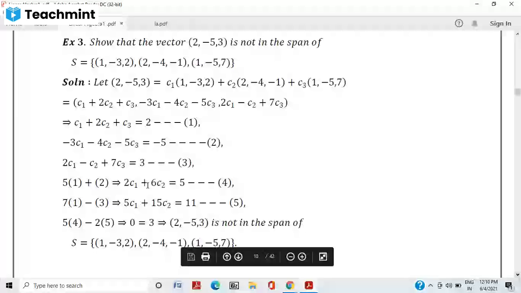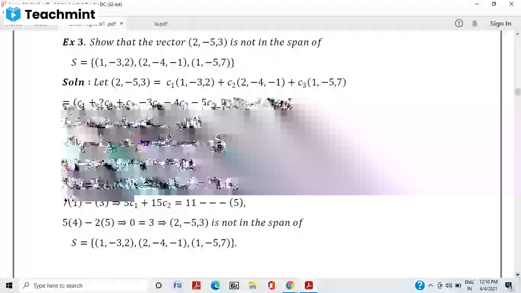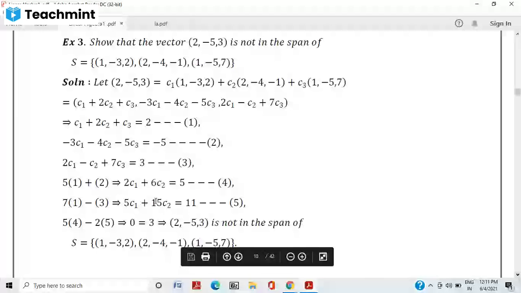Then here what you get? Multiplying by 5, we get 30C2 equal to 25. Here we are multiplying with 2. Then what we get? 10C1, 30C2 equal to 22. Then we will simplify that. Here 10C1 and 10C1 cancel. Then here, we multiplied with 5 and here with 2. 30C2 minus 30C2 is 0.